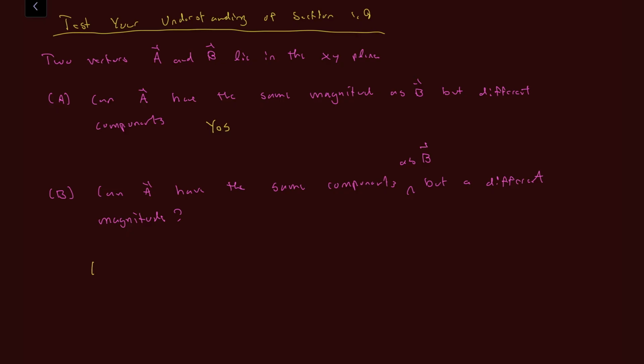You can have components that are 3 and 4, which lead to a triangle with a hypotenuse of 5. And you can have a similar triangle with components -3 and -4, which similarly lead to a triangle with hypotenuse of 5. And that is how you can have the same magnitude as a different vector, but with different components.